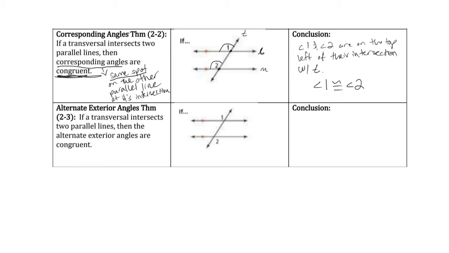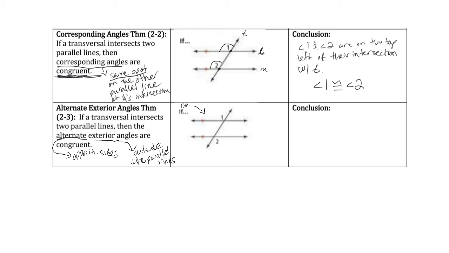What the alternate exterior angles theorem says is if a transversal intersects two parallel lines, then the alternate exterior angles are congruent. Okay, so we should know what alternate means, right? We went over alternate before. Alternate means opposite sides of the transversal. So first we want to see if they're on opposite sides. Now we went over what interior means. It means in between the two parallel lines. Well, exterior is going to be outside the parallel lines.